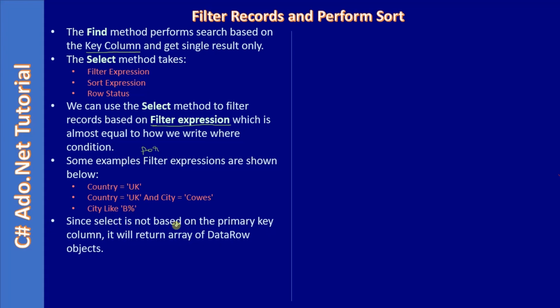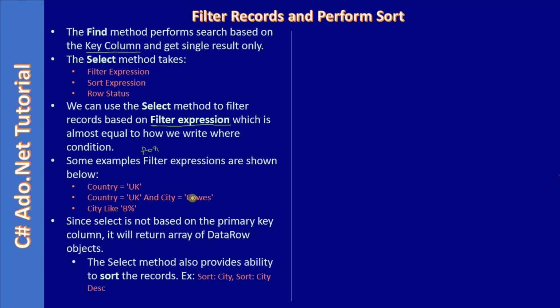Since the select is not based on the primary key column, it will return an array of data row objects, right? Say for example, if we say country equal to UK, there may be one record, zero record, or more than one record. So that's why the select method will return an array of data rows. Unlike the find method, this will return multiple data rows.